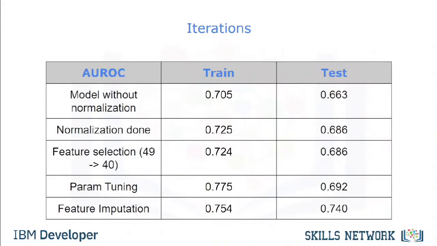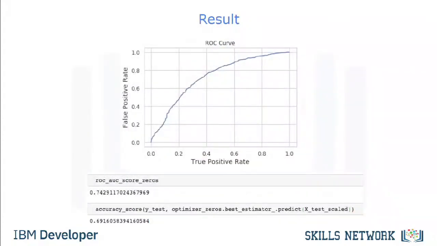Now we see the area under the receiver operating characteristic, or ROC, is a performance metric that you can use to evaluate the classification model. And this is the result, the ROC curve, as follows. As you can see, the accuracy is around 74%.